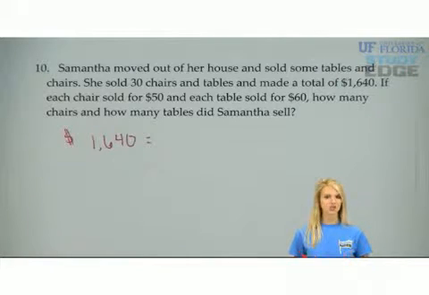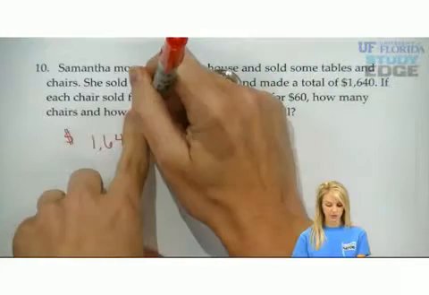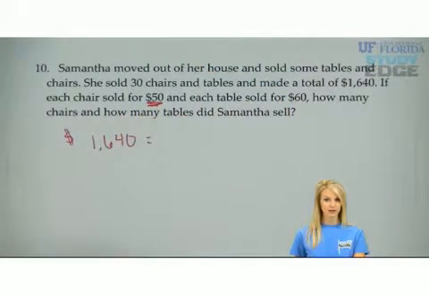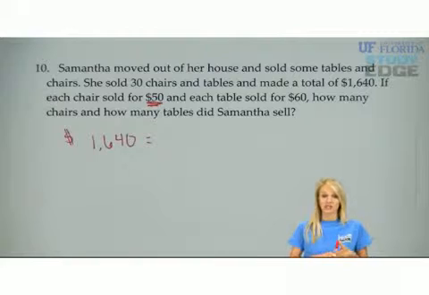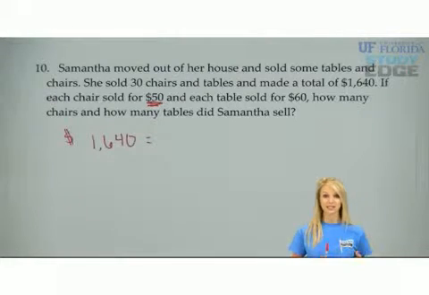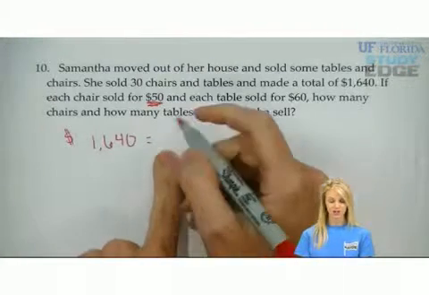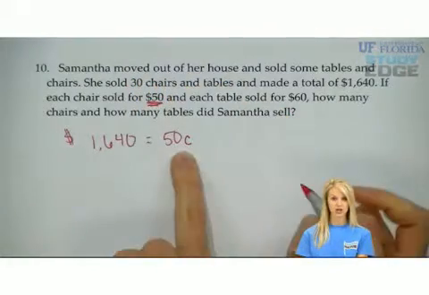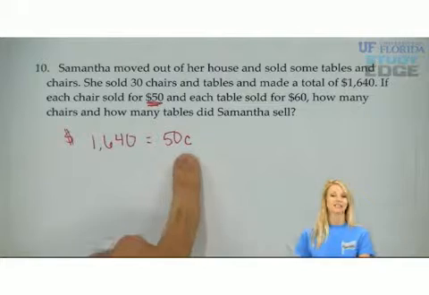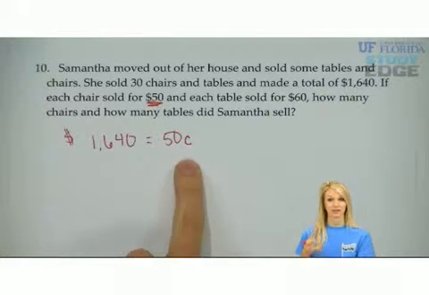How much money does she get from selling the chairs? Well, if each chair costs $50, every single time she sells another chair, she gets $50. The total amount of money that she gets from the chairs would just be the number of chairs that she sells times $50. So the amount of money that she gets from the chairs is $50 per chair, 50 times C.